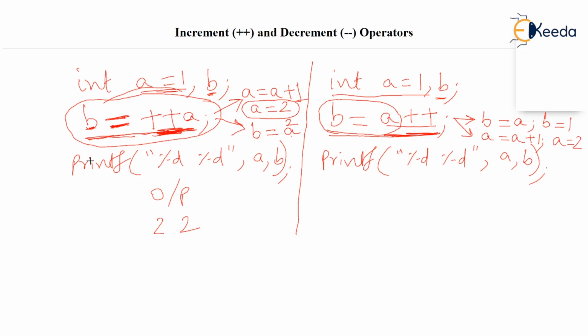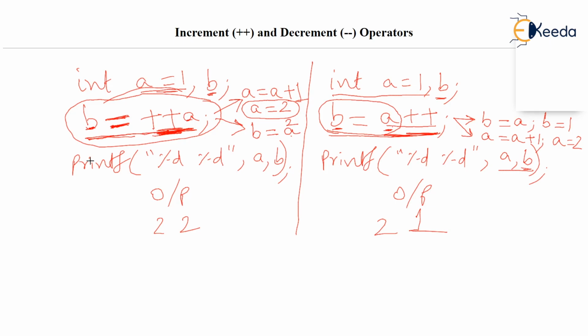So what are the values of A and B? A is printed first, so the output will be 2. And then the value of B is printed, but B is 1. You can read this statement in English as follows. B should become equal to A, and after B becomes equal to A, A should increase by 1. So B will take the older value of A, which was 1, so B will become 1, and after B becomes 1, A will become 2 because A has increased by 1. So that is what postfix and prefix are, and that's how we use this plus plus and minus minus in a lot of situations.